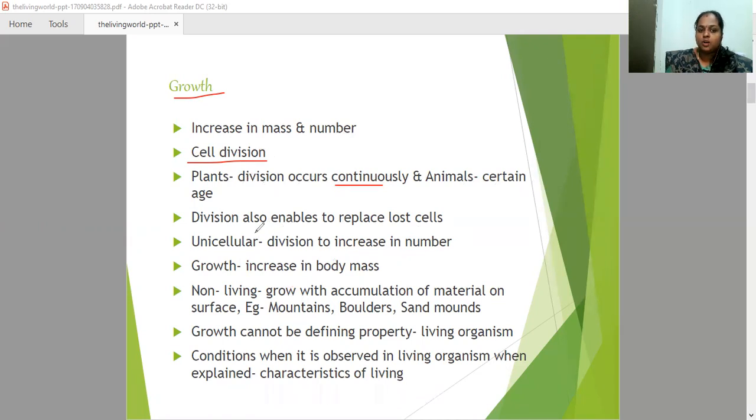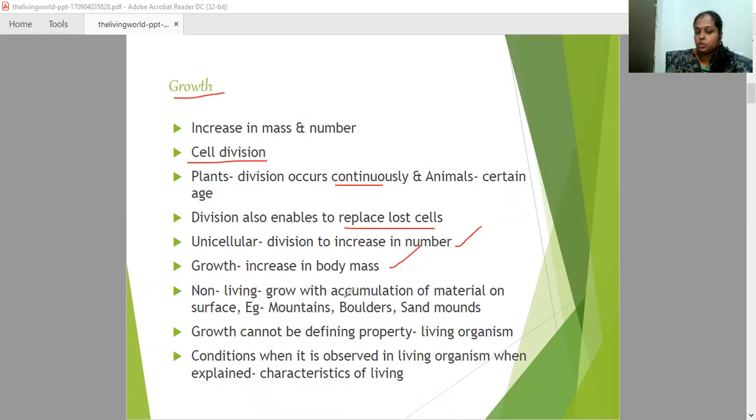Coming to the division, cell division also enables us to replace the lost cells. Whatever cells are lost will be replaced by cell division. And unicellular organisms, consisting of only one cell, have the capability to divide and increase in number. Growth also increases the body mass. Increase in number and increase in mass leads to growth.